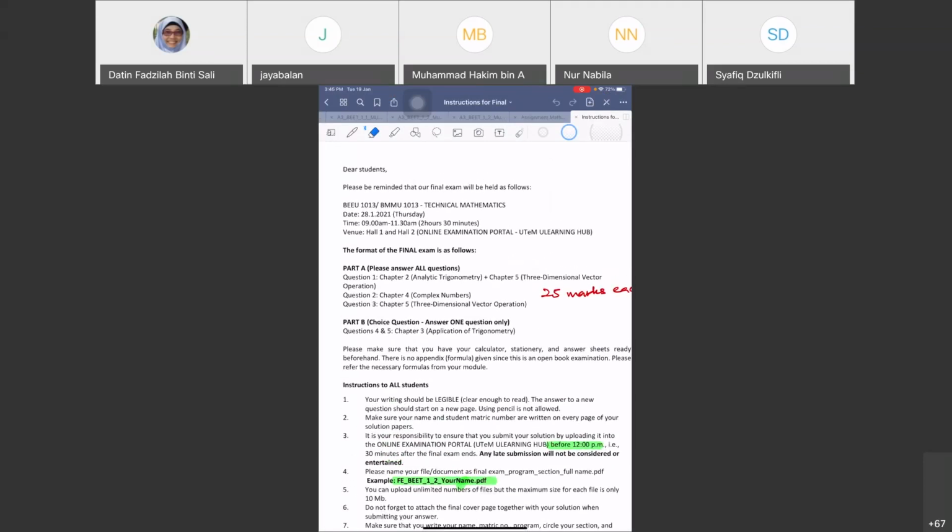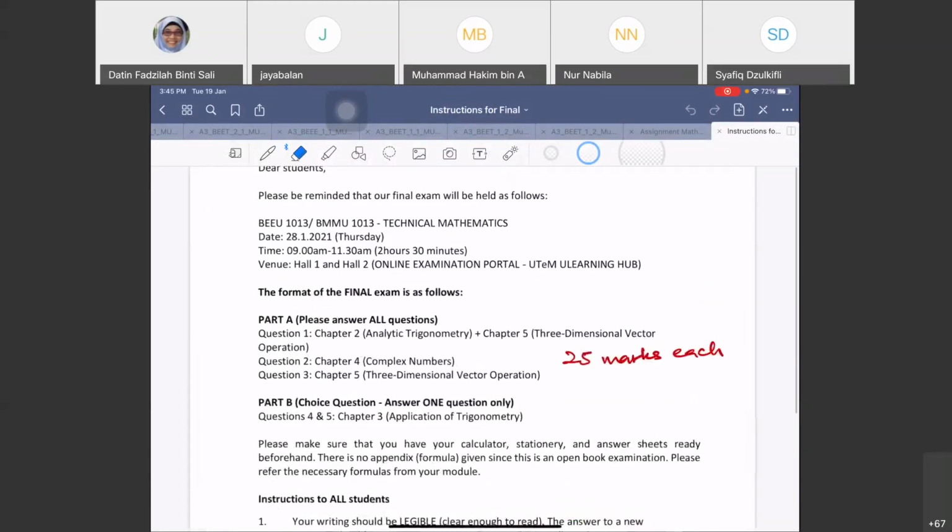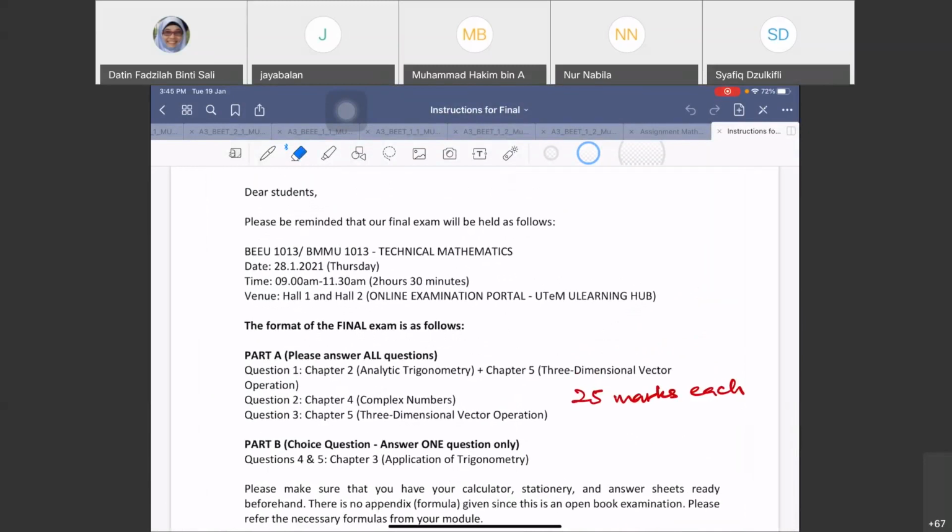All right, if you can look at the screen. Okay, so this is our date and time. 28th of January on Thursday, 9 o'clock in the morning until 11:30. It's a 2 hours and 30 minutes exam. There's a venue here somehow, even though it's online. So maybe when you log into the portal, I think they will assist you where to go. You just need to click maybe hall 1, hall 2, I'm not so sure. Maybe you will find out later.